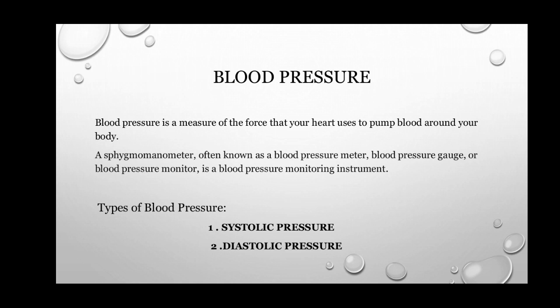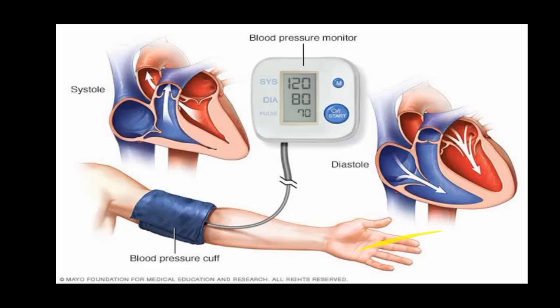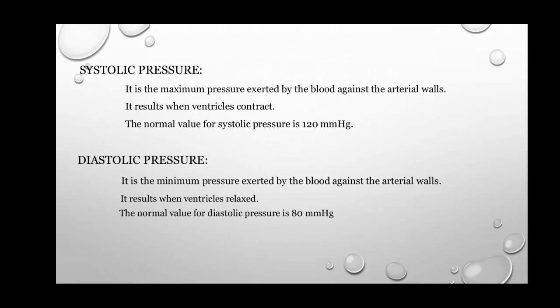There are two types of blood pressure, one is systolic and another is diastolic pressure. Systolic pressure is the maximum pressure exerted by the blood against the arterial walls. It results when the ventricle contracts.